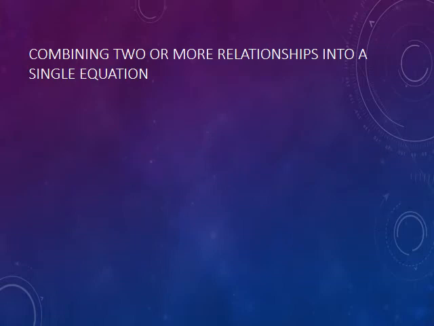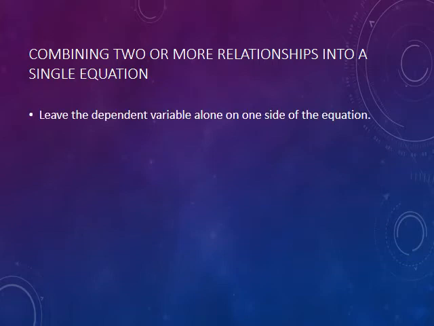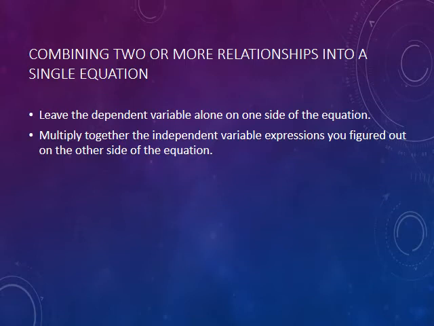So let's say you and your friends have decided that candy given out and homework assigned are the only two variables that impact a teacher's niceness. And you're ready to make an equation so you can predict the niceness of future teachers given that information. You need to combine those two relationships into a single equation. So the way you do it is you leave the dependent variable alone on one side of the equation, and you're just going to multiply together those independent variable expressions that you've come up with earlier on the other side of the equation.